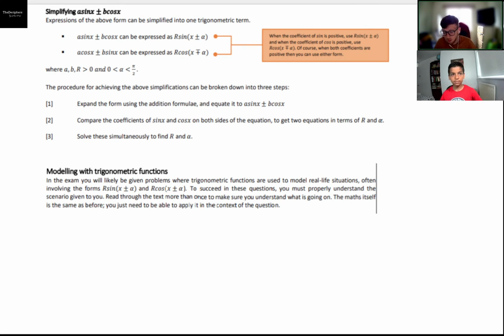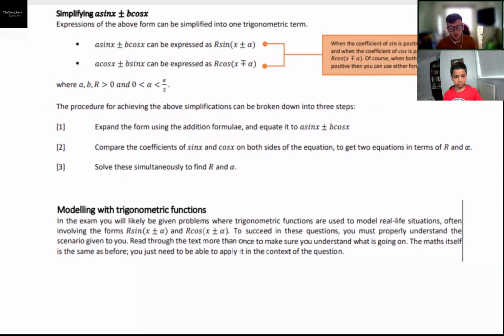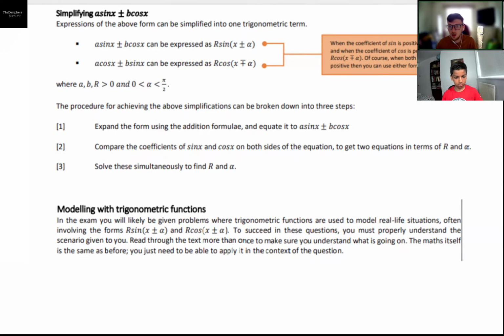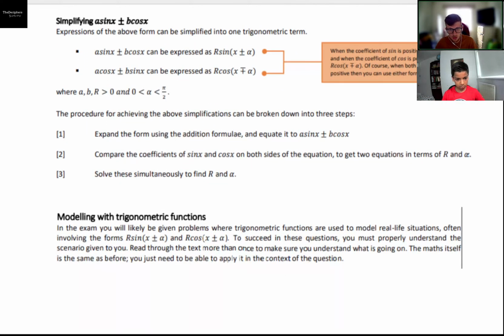Another really useful thing it's used for is to find the maximum or minimum without differentiation. Because once it's r sine of x plus or minus alpha, it's just a transformation of the sine graph. So it's going to be easy to stretch it or translate it to find the minimum and maximum values, which is what the modelling questions use quite a lot. So we don't have to rely on differentiation.